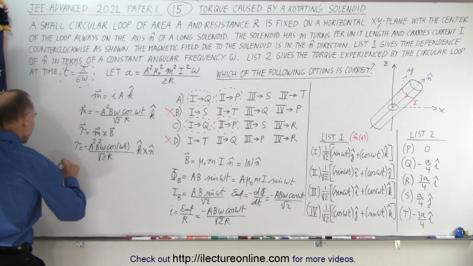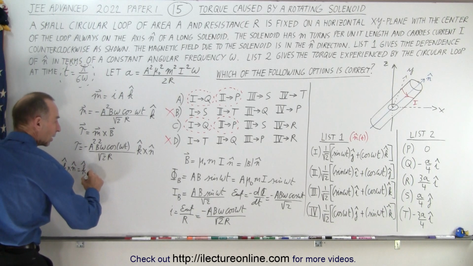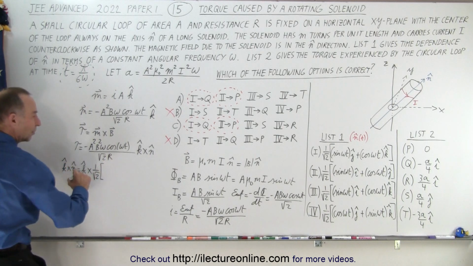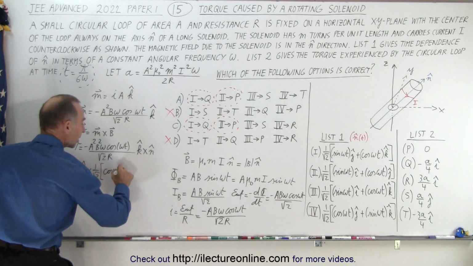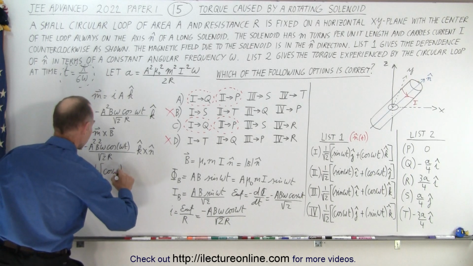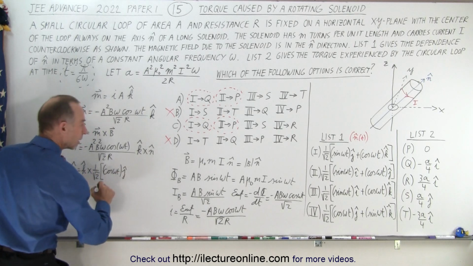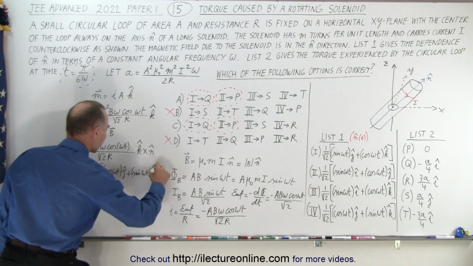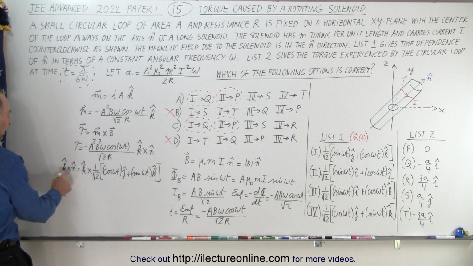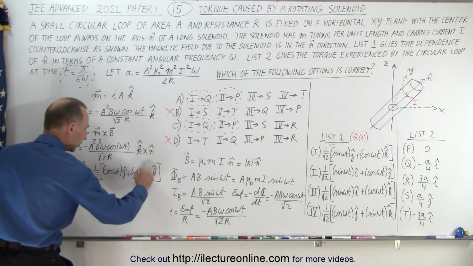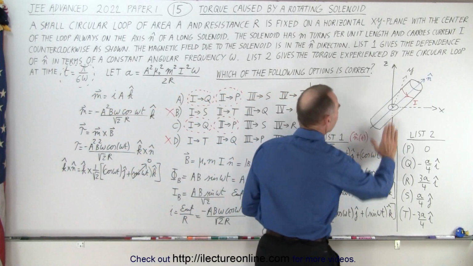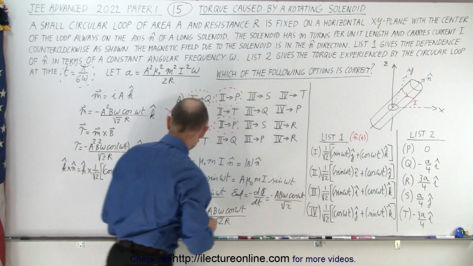So that means that k cross n is equal to k cross 1 over the square root of 2 times cosine of omega t in the j direction plus the sine of omega t in the k direction. Of course, when we do a cross product, when we have k cross k, that gives us 0. So this goes to 0. And k cross j gives us a negative i direction.